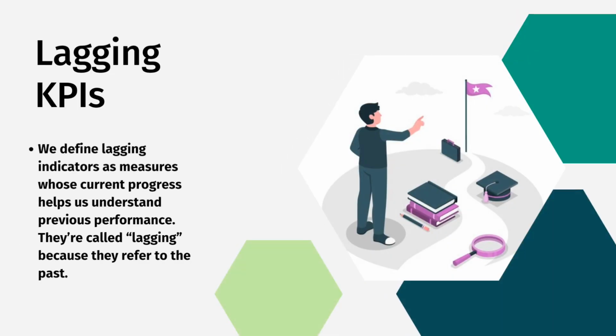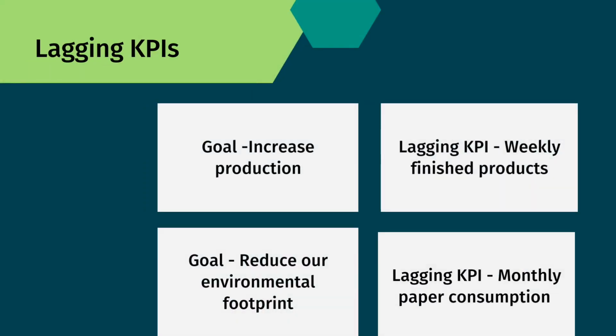Next is lagging KPIs. These are measures whose current progress helps us understand previous performance. They are called lagging because they refer to the past. For example, if the goal is to increase production, the lagging KPI would be weekly finished products. Or if the goal is to reduce environmental footprint, so the lagging KPI would be monthly paper consumption.